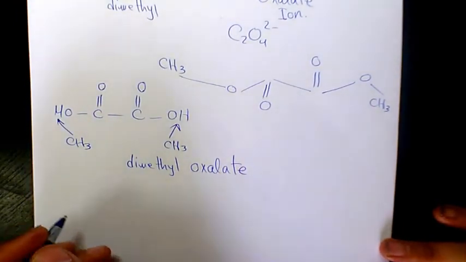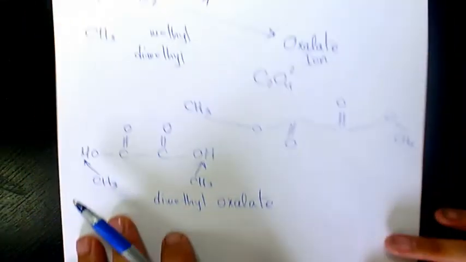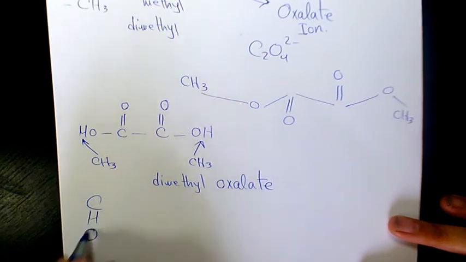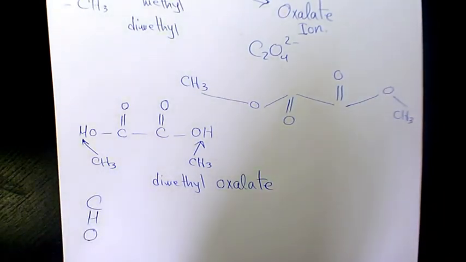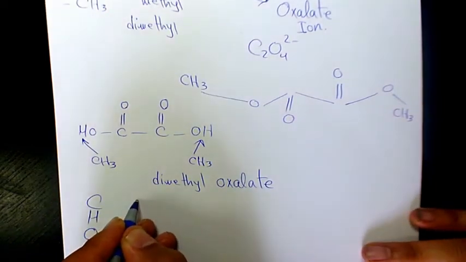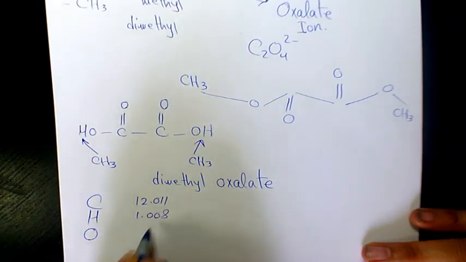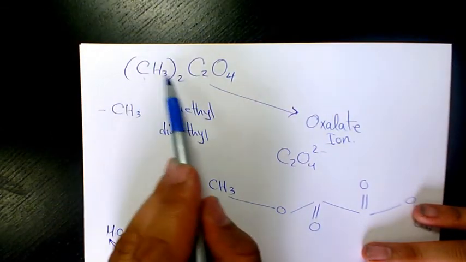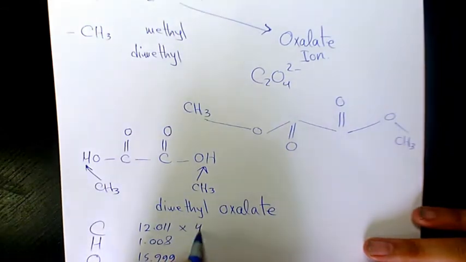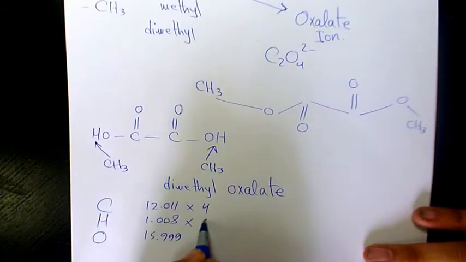How to find the molar mass? For the molar mass, we need to find out the elements C, H, and O. We have carbon, hydrogen, and oxygen. We need to find each element's atomic mass. Carbon is 12.011. Hydrogen is 1.008. Oxygen is 15.999. How many carbons do we have? We have 2 and 2, 4. Hydrogen, we have 3 and 2, 3 times 2, 6. And oxygen, we have 4 of them.